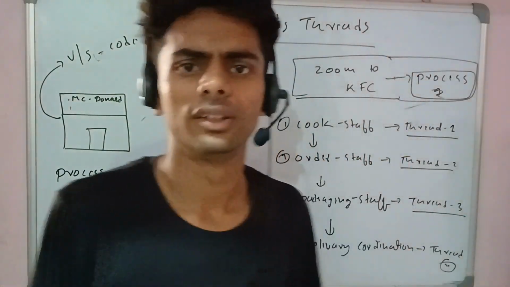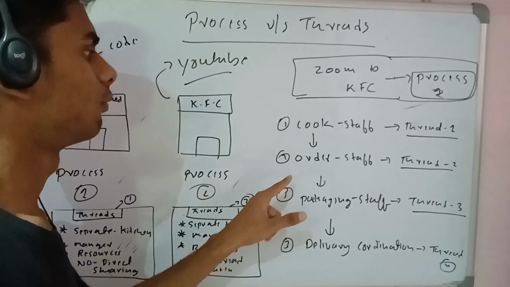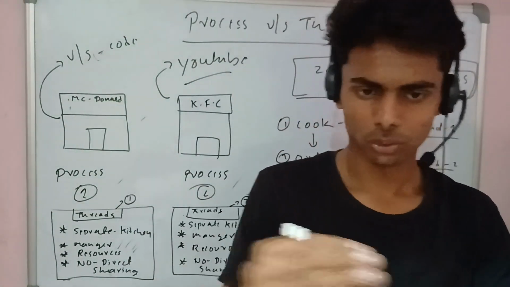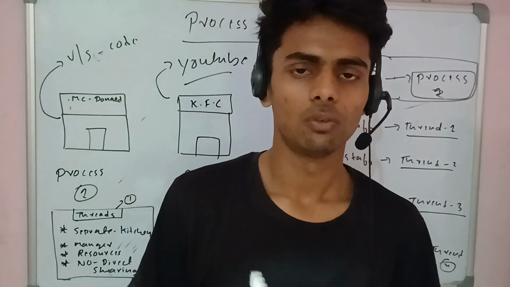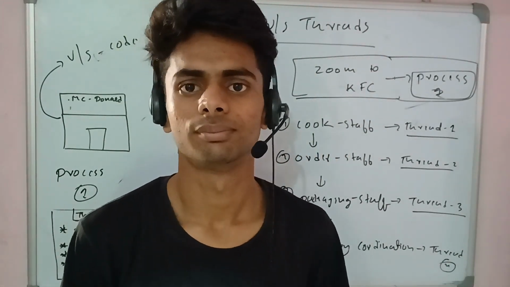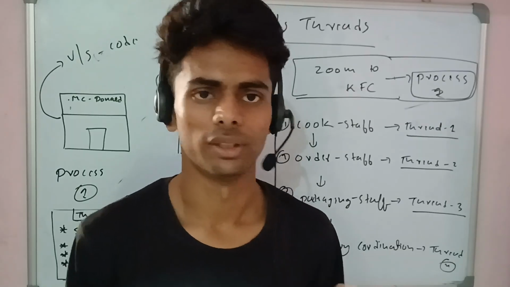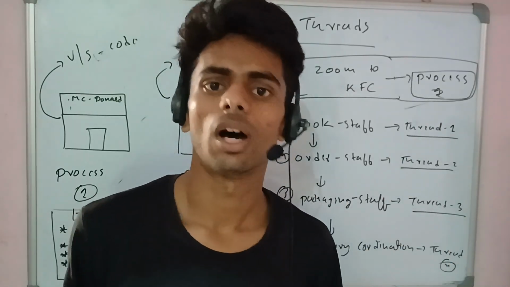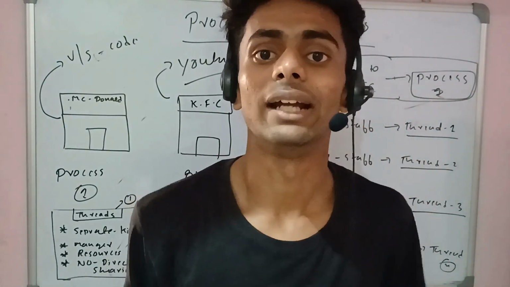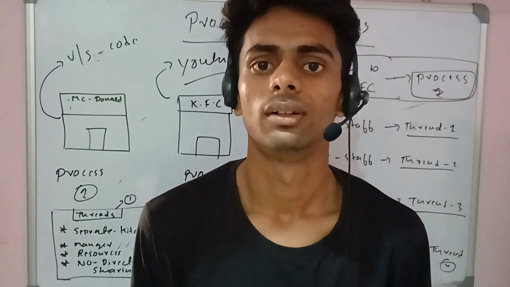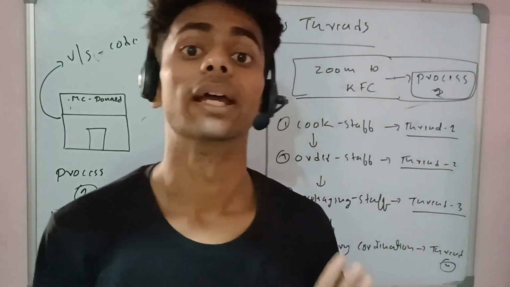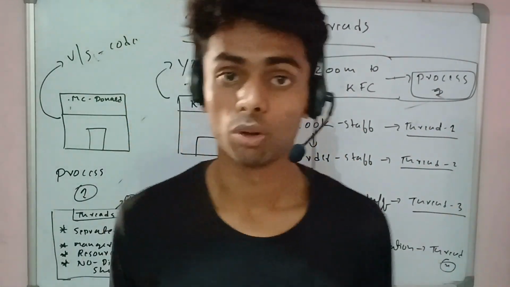Let's suppose all the threads are here, like cooking staff, order staff, packaging staff. When an application runs, it uses some memory spaces to read and write. If two staff come together and race for the same resource at the same instant of time, what will happen? In that case, synchronization comes into the role to solve that problem.